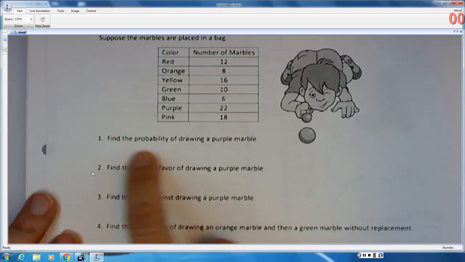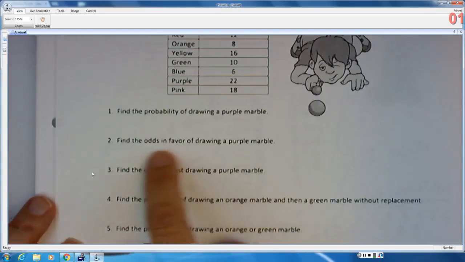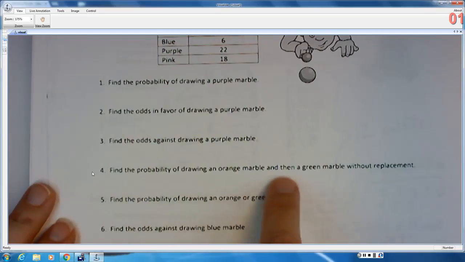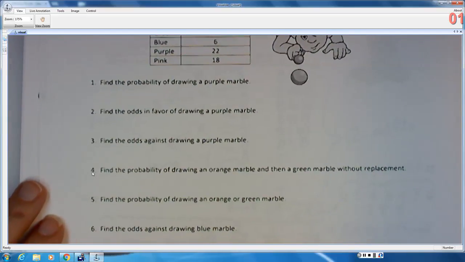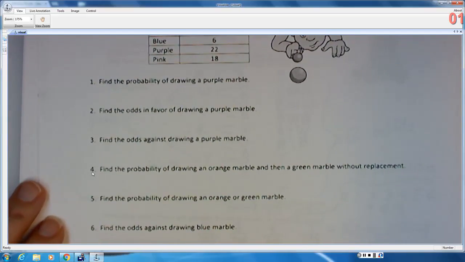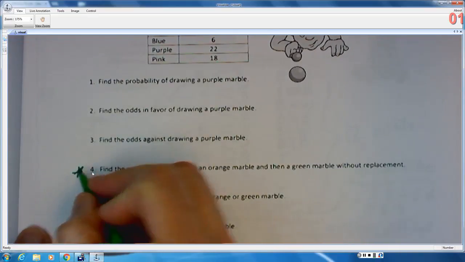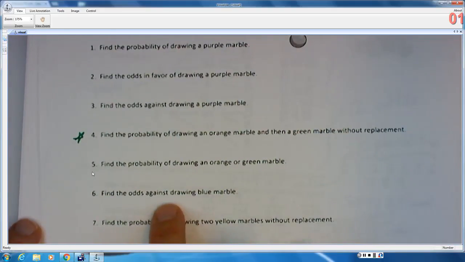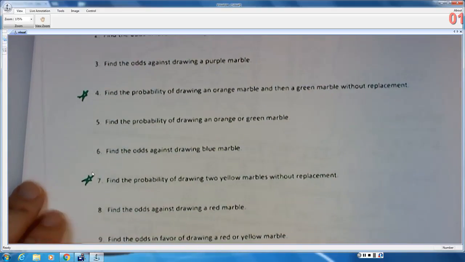They're asking you to find probabilities, and odds in favor of drawing a purple, and odds against. And probability of drawing an orange and then a green. Well, let's see if we get to this. I might have to just give you a hint on it. Okay, without replacement. So, we can draw an orange or a green, and odds against drawing a blue, and then I'm going to have to give you some hints on 4 and 7, so we can do this.